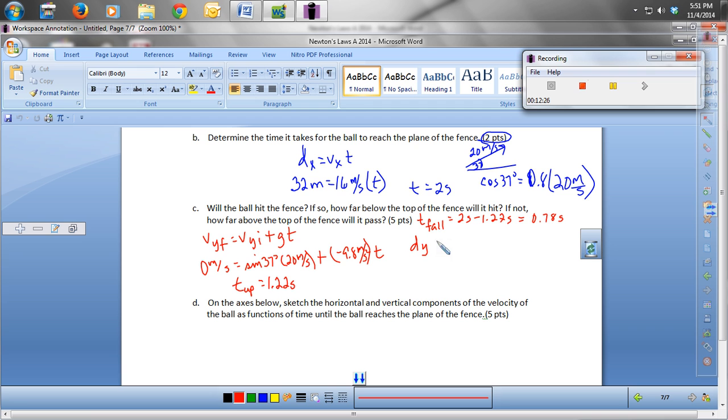Now, how high does it go during that 1.22 seconds? Well, VYF squared minus VYI squared over 2G. And when I did that math, I figured out that it went up 7.35 meters. Now I need to find out how far down it falls. So I said dy equals 1/2 GT squared plus VYIT. Well, as it begins to fall, this is 0. So I found out that it fell. When I did it, I got it falling 3 meters.